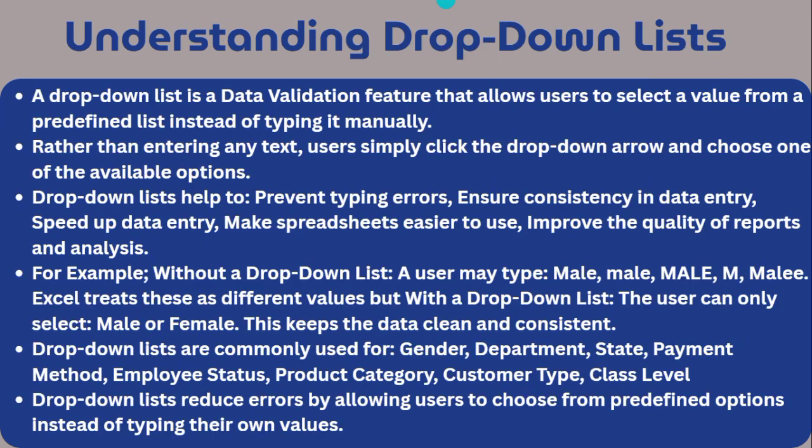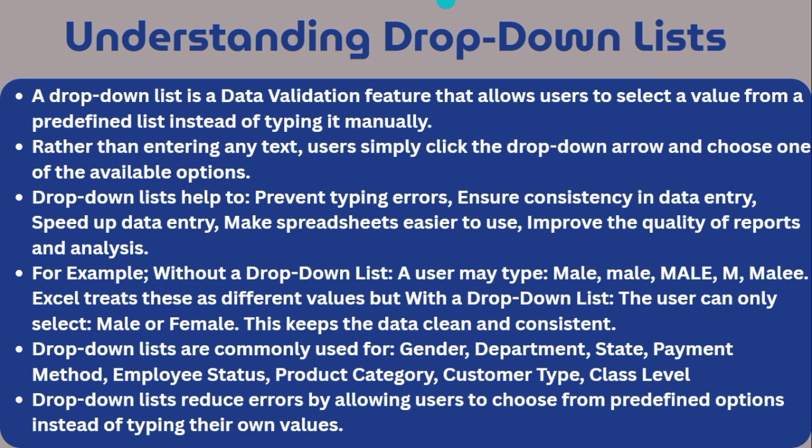Now let's look at what a drop down list means. A drop down list is a data validation feature that allows users to select a value from a predefined list instead of typing it manually. So instead of you typing it manually, there is already a list for you. That is called a drop down list. Rather than entering any text, users simply click the drop down arrow and choose one of the available options.